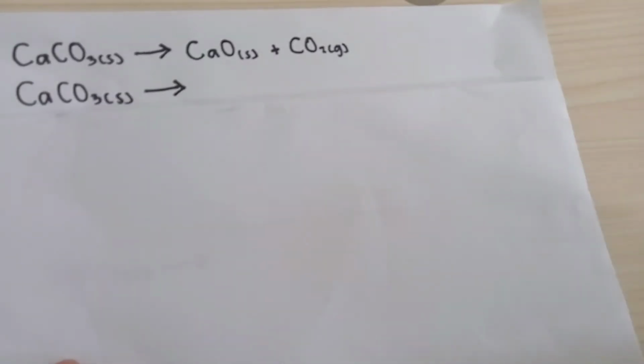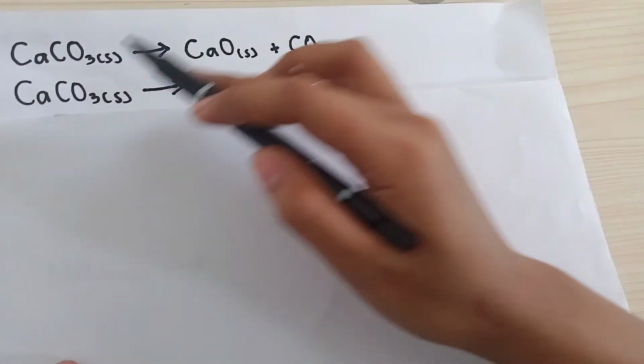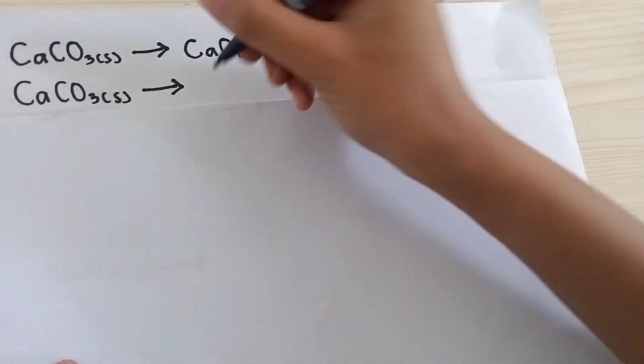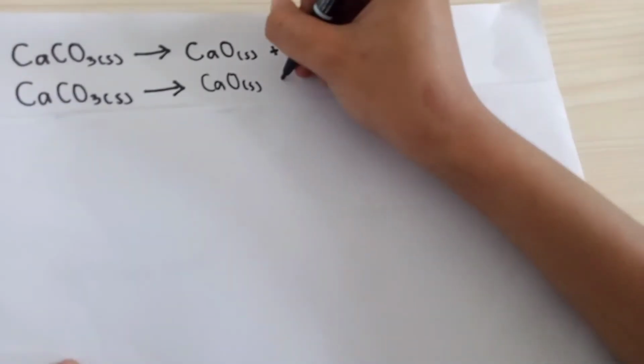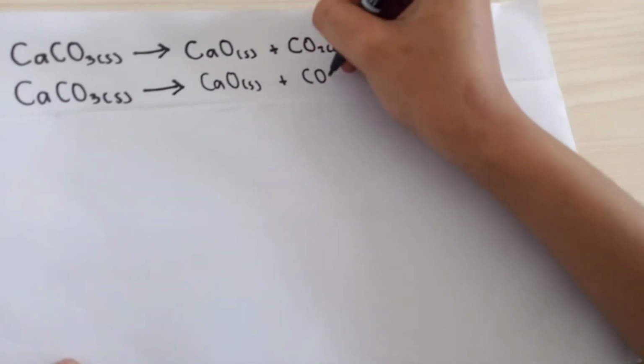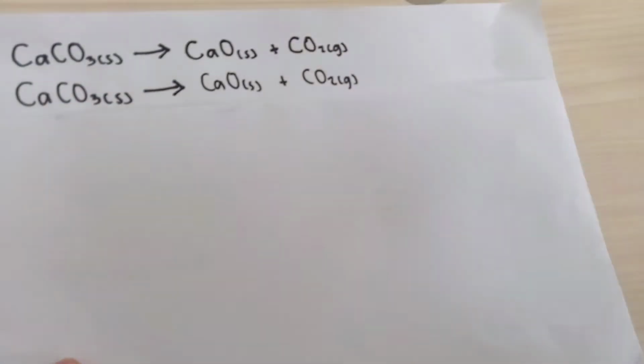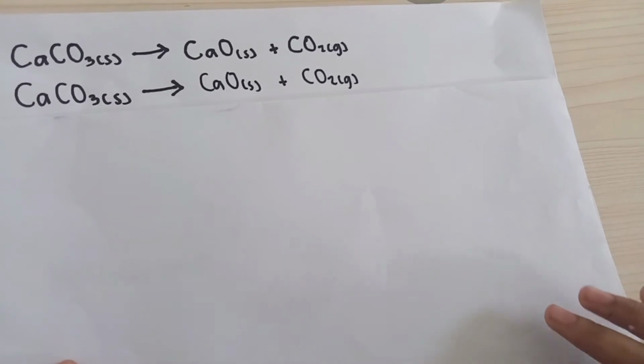First, you just need to decompose this to get the product. So we will have CaO(s) and CO2(g) as the product. And since the equation is already balanced, there's no need to balance it.